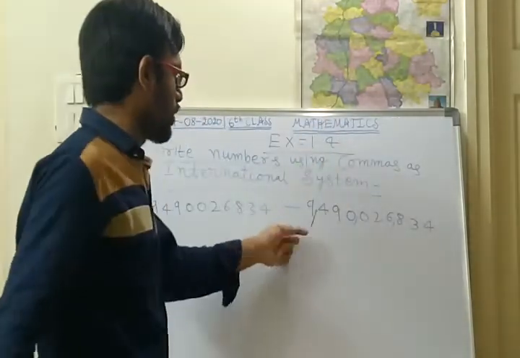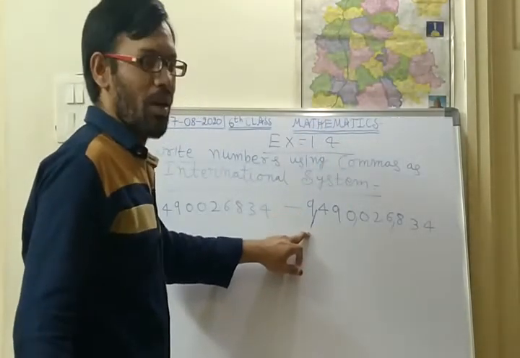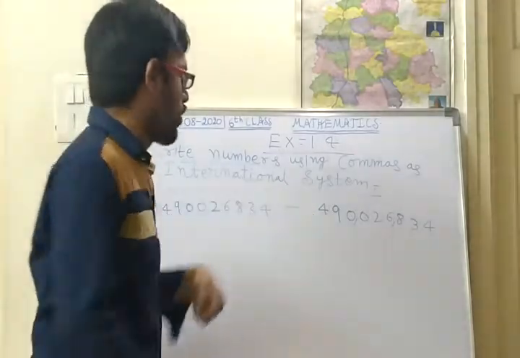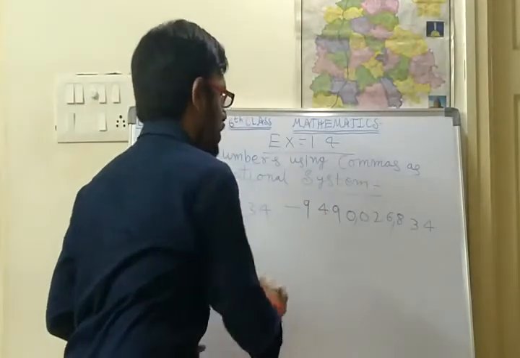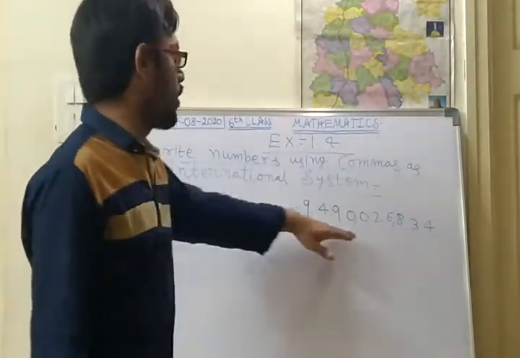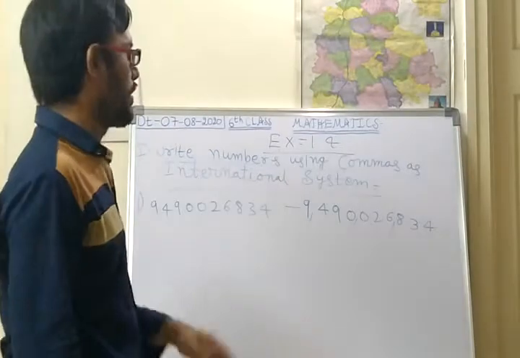So if there is 1 digit, you should keep a comma. If there are no digits, it means you are not supposed to keep a comma. Okay, so here number 9 is there, so after 3 digits you keep a comma. Like this you have to place the commas in the International System of Numeration.